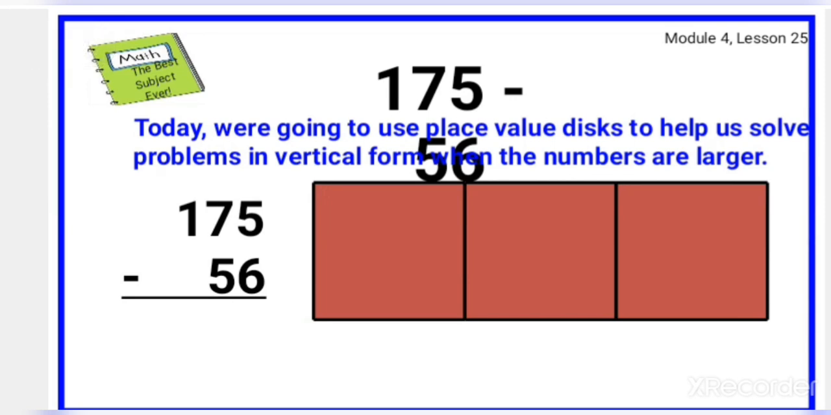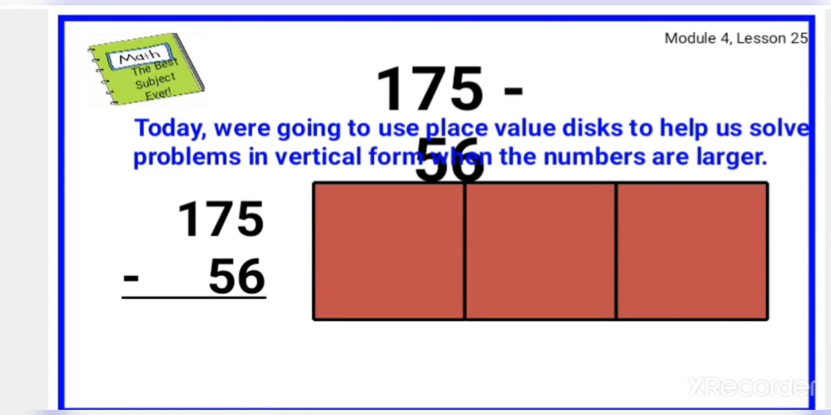Now let's look at this. Today we are going to use place value disks to help us solve problems in the vertical method when the numbers are larger. Place value disks, you remember? Good. And this is the problem: 175 minus 56.